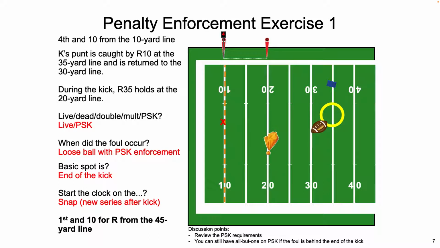So remember, our PSK requirements: it has to be beyond the expanded neutral zone. It's got to be before the end of the kick. K is not next to put the ball in play, so we met all our requirements. And yes, you can still have all but one on a PSK. If for some reason the foul was behind the PSK spot, then you would go from the spot of the foul following the all but one principle.